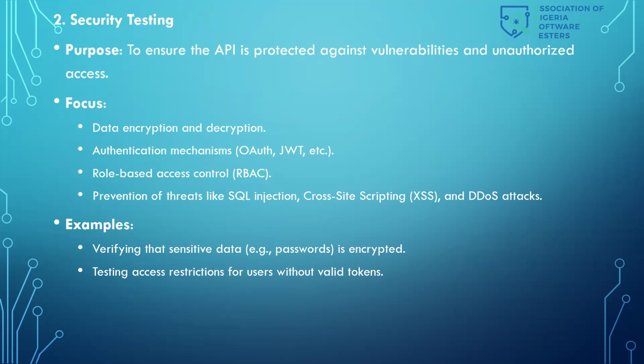So your focus should be on data encryption. That's why I hammered on that. Data encryption, data decryption, your authentication mechanism. You can have OAuth, JWT, Bearer token. There are a lot of them. We'll see all of that when we get to Postman. So you must be able to focus on that and make sure that they are not vulnerable. Then your role-based access control, your prevention of threats like SQL injection. I know that these ones are really for cybersecurity, for pen testers, security testers, yes.